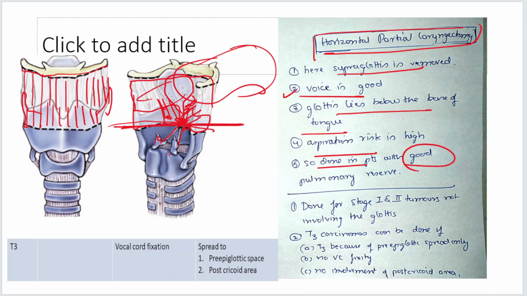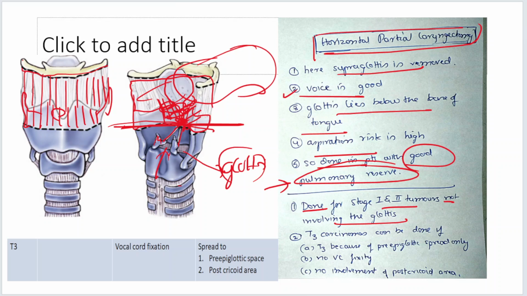So it is done in patients with good pulmonary reserve, because he can cough out whatever comes into the larynx. So this is done for stage 1 and 2 tumors not involving the glottis. Obviously, when it is involving the glottis, you cannot perform the surgery. The tumor is somewhere above, or in the pre-epiglottic space. Now, one caveat to that is, T3 carcinomas also, because of its pre-epiglottic space spread, because this part is being removed in this surgery, you can take up this case. T3 because of pre-epiglottic spread only.